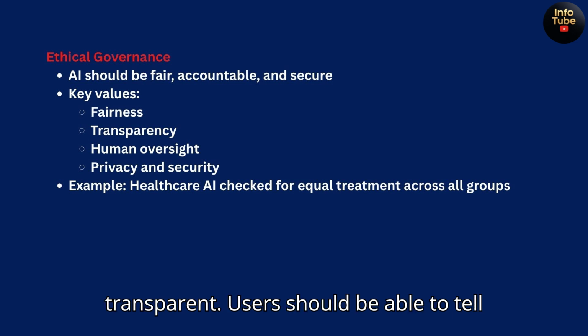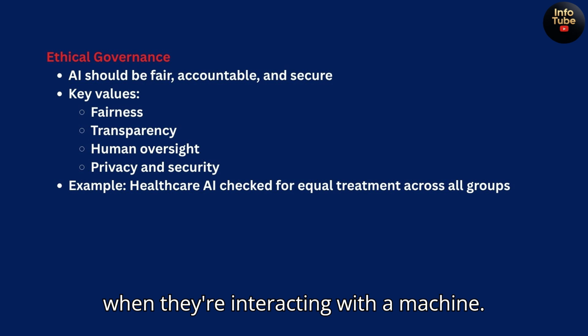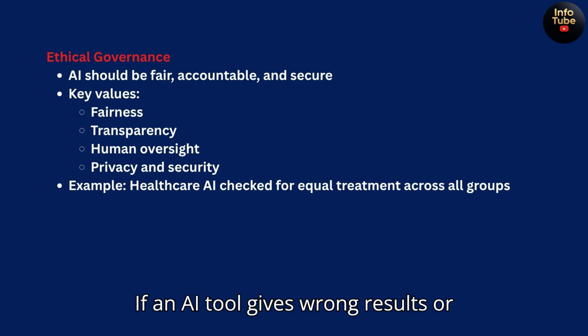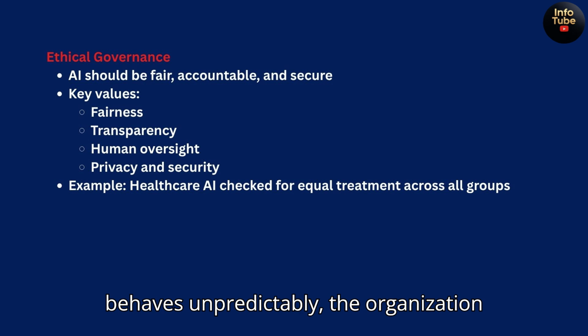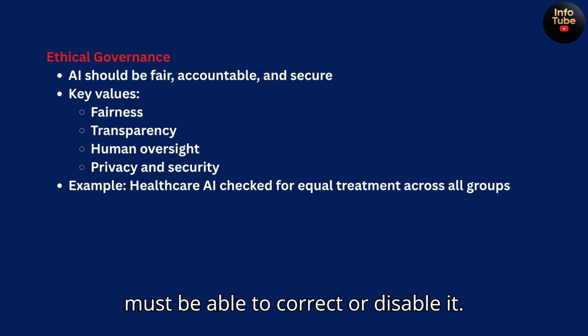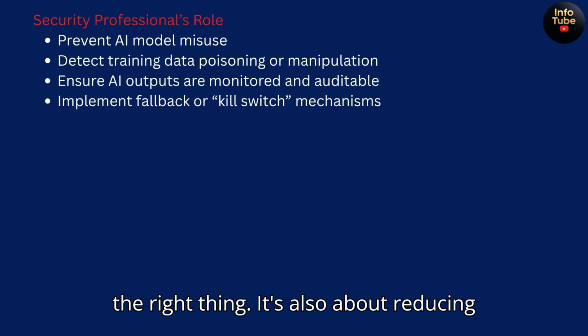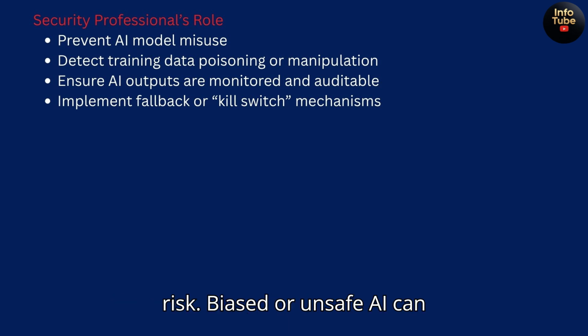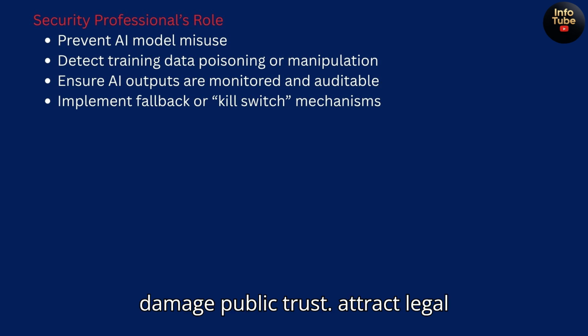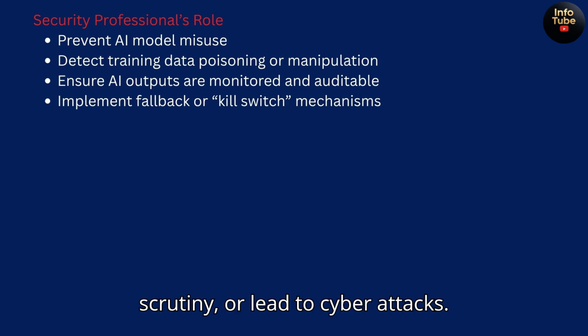AI should also be transparent. Users should be able to tell when they're interacting with a machine. If an AI tool gives wrong results or behaves unpredictably, the organization must be able to correct or disable it. Ethical governance isn't just about doing the right thing. It's also about reducing risk. Biased or unsafe AI can damage public trust, attract legal scrutiny, or lead to cyber attacks.